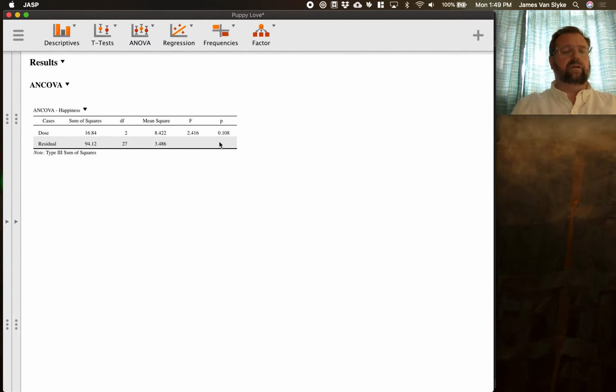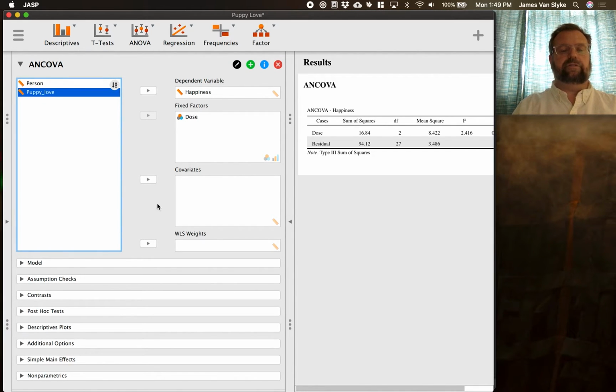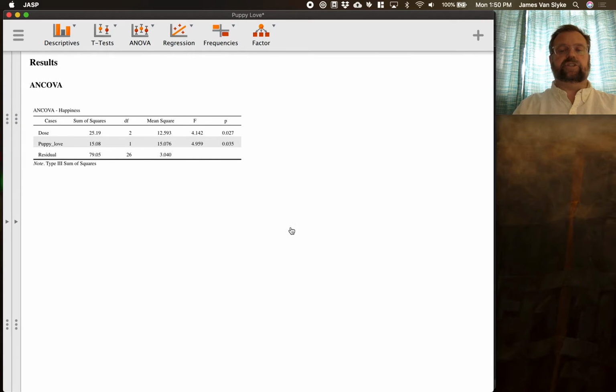But with ANCOVA, it allows us to take account for or reduce that error variance by looking at this covariate or this extraneous variable that may be having some type of an effect. So to do the full ANCOVA, we simply take puppy love. We'll bring it in here as a covariate and notice how our values change. Notice our F value has increased, and now it is actually significant.